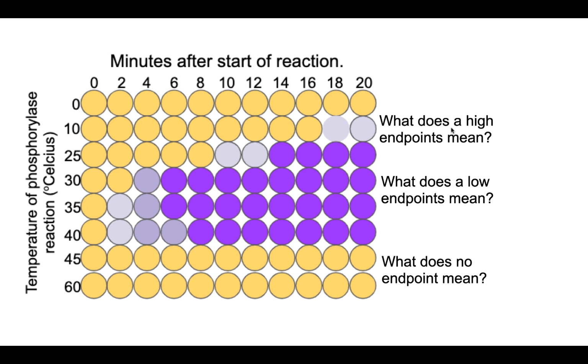Let's think about it. What does a high endpoint mean, like 18 minutes? What does a really low endpoint mean, like 2 minutes? Or what does it mean when we reach no endpoint at all? So think about this, because these are the sorts of results that you can expect to see, and you need to know what they mean.